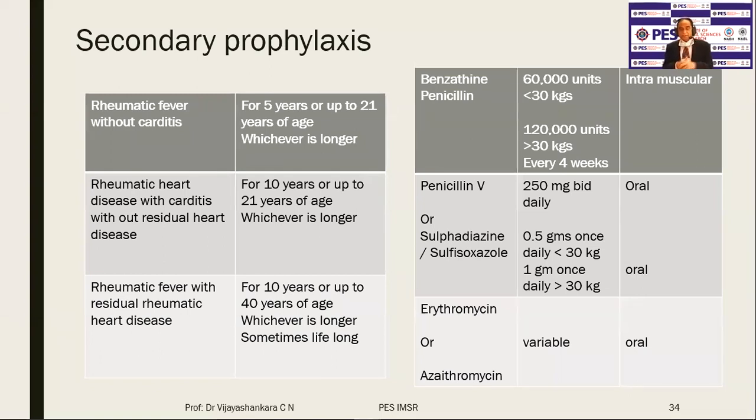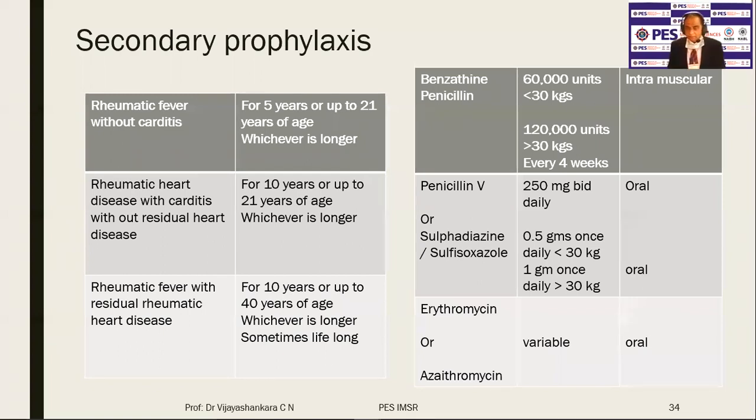Rheumatic fever with residual rheumatic heart disease: the child has already developed rheumatic heart disease. Give it for 10 years or up to 40 years of age, whichever is longer, sometimes lifelong. When it is mentioned as 10 years, that means you have diagnosed the patient with rheumatic heart disease at the age of 30 years. Otherwise, the patient should receive the prophylaxis up to the age of 40 years.